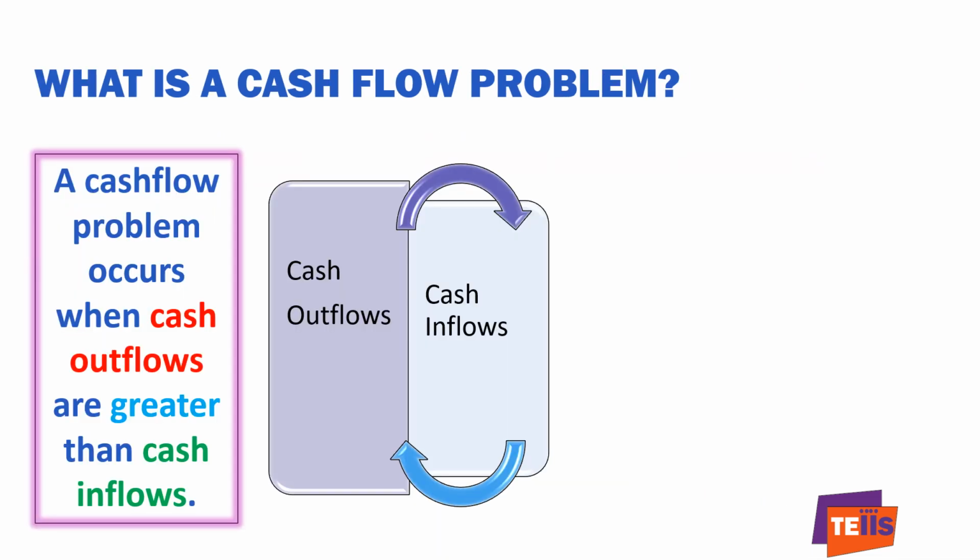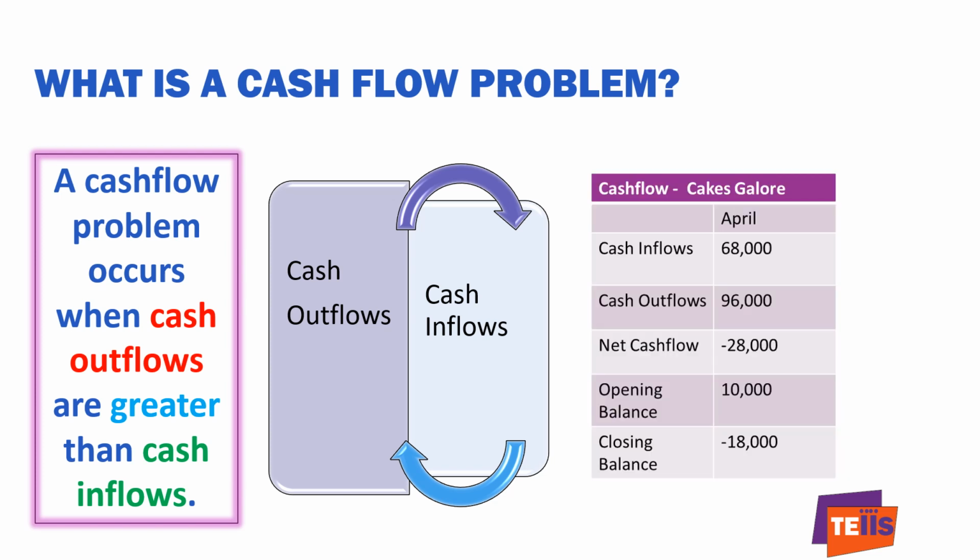So what is a cash flow problem? A cash flow problem occurs when cash outflows are greater than cash inflows. Let's take a look at an example. Cakes Galore. Here is the cash flow forecast for April 2020. The company is predicting cash inflows of £68,000. That's money coming in from perhaps sales of cakes and other items that they sell in the shop. They're predicting cash outflows of £96,000. That's money they're paying to their suppliers and wages, of course.